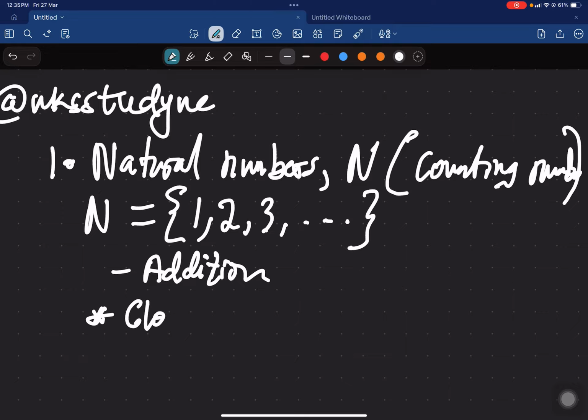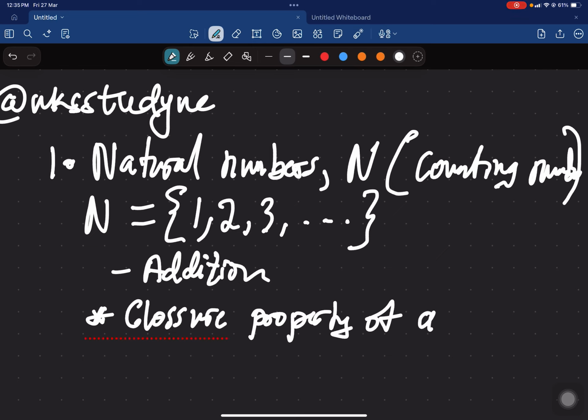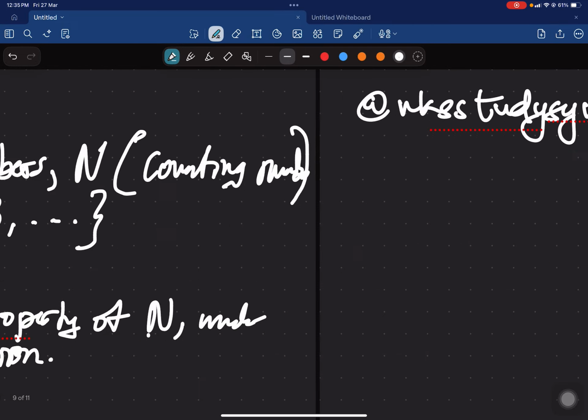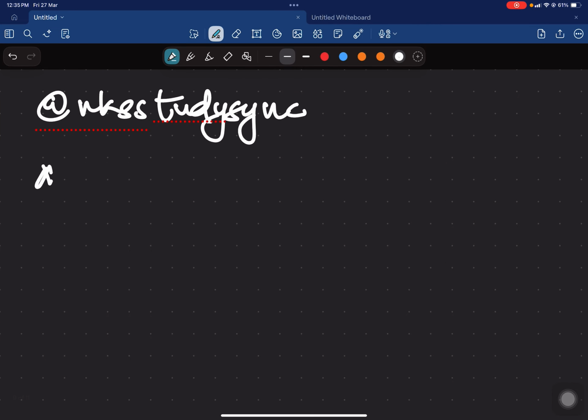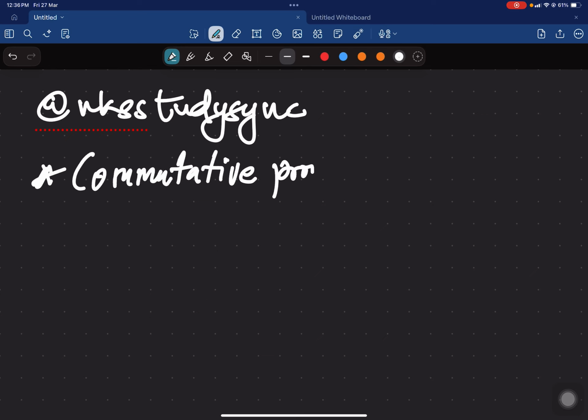So that is the closure property of the set of natural numbers under addition. Okay, that's clear enough. Now the next one we can also talk about is the commutative property.